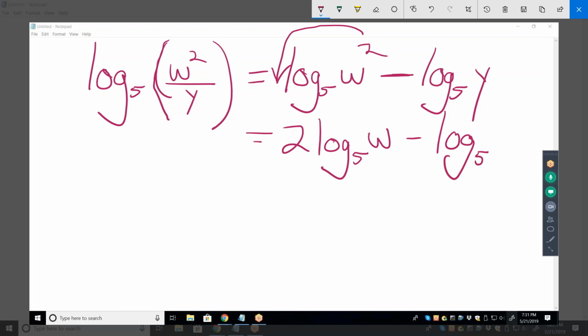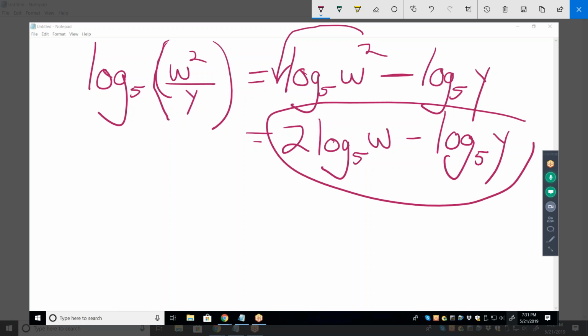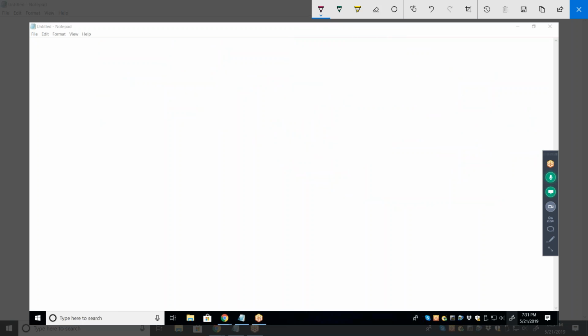And when they ask you to compress, that's the first step instead of the last step. In other words, if they had said compress that, the first step would have been to take that 2 and stick it as an exponent over w, and then combine it to one log function to get back to what you started with. So the order you do it is exactly the opposite, depending on whether you're expanding or condensing. And you're going to have an equal amount of each.